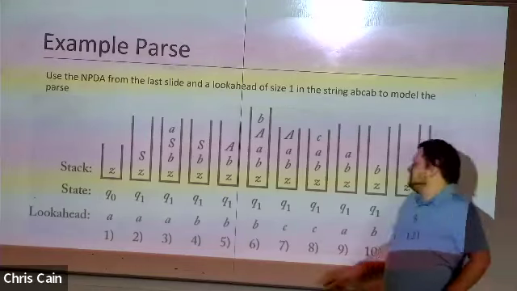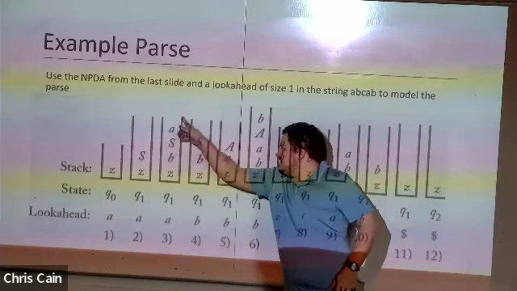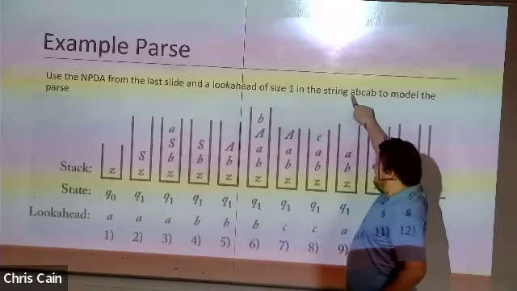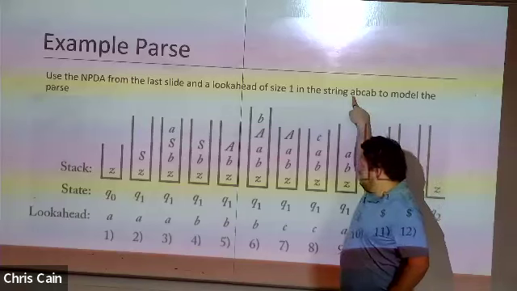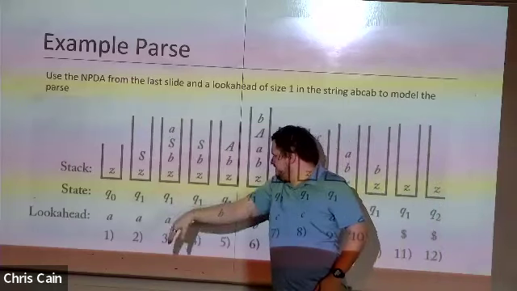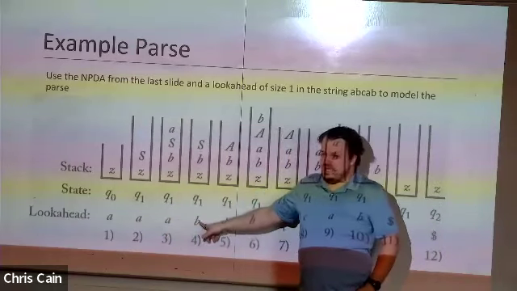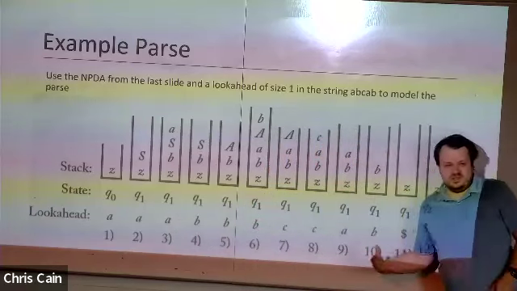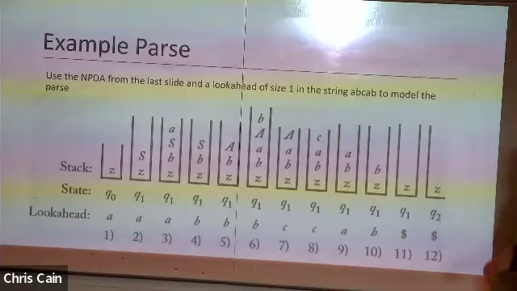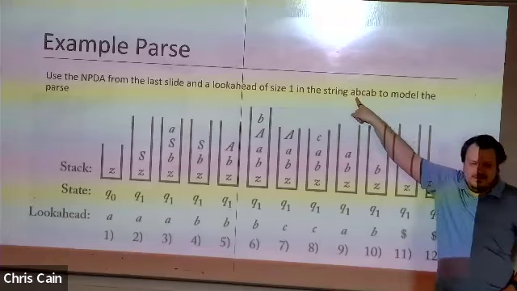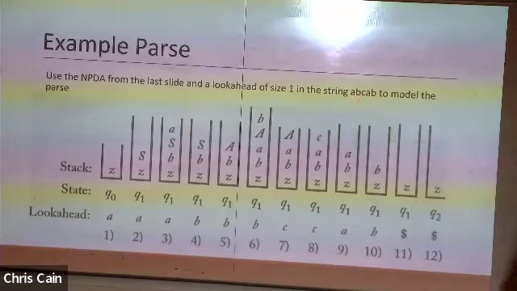We read an A from the string. So we mapped this A to that A. So this got popped. The look ahead changed from an A to a B. It says the next character that we need to be able to produce on top of the stack is a B, this B in the string. Great. So now we need some way of producing that B.